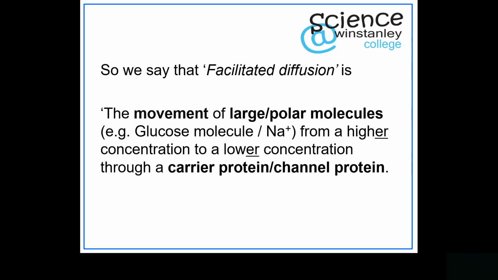So in terms of a definition, this is what we say. Facilitated diffusion is the movement of large or polar molecules. An example of a large molecule will be glucose, and a polar molecule is sodium ions. From a higher concentration to a lower concentration through a carrier, they tend to move bigger molecules, or through a channel protein, they would tend to move smaller molecules. So it's very similar to simple diffusion, but what you have in the membrane are proteins that allow charged molecules to move from one side to another.